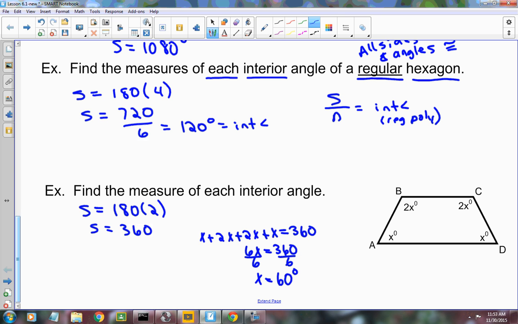So A and B are x, right? So that takes care of 2 of them, and they're equal to each other. So the measure of angle A equals the measure of angle D, and they are both 60. Okay, but what about B and C? They're both 2x. They're equal, right? What are they going to be, though?